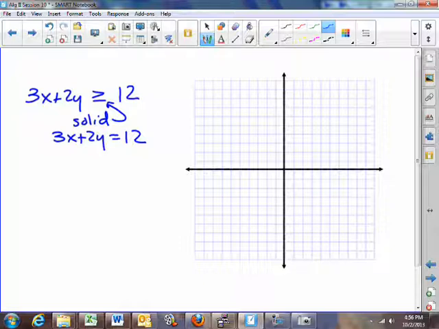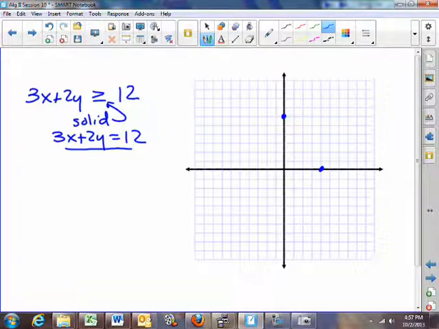So if you take this equation, 3x plus 2y equals 12, and you just put 0 in for y, the 2y goes away, and you get 3x equals 12, so x equals 4. That's a very easy way to find the x-intercept. Now to find the y-intercept, we just put 0 in for x. We get 2y equals 12, so y equals 6.